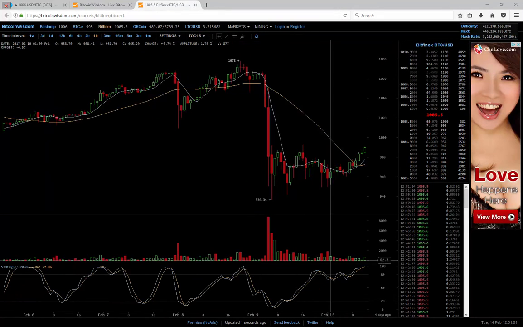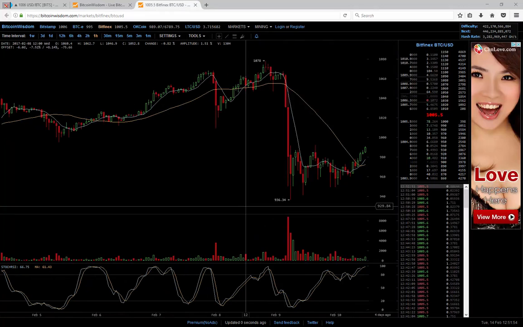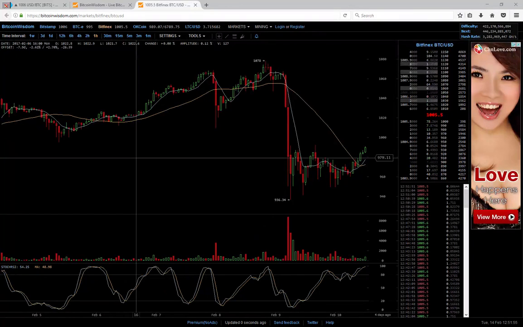So these are just a couple of indicators that you can use for trading, and I'll see you in the next section.